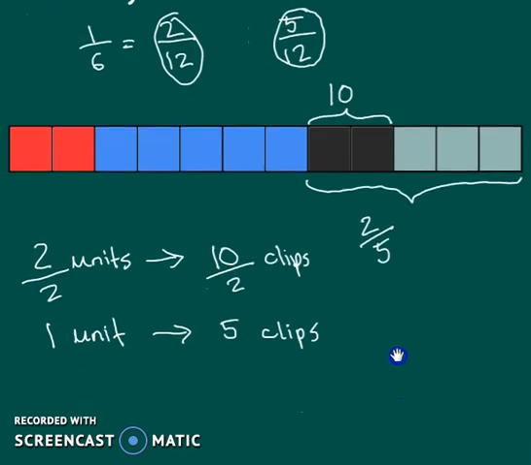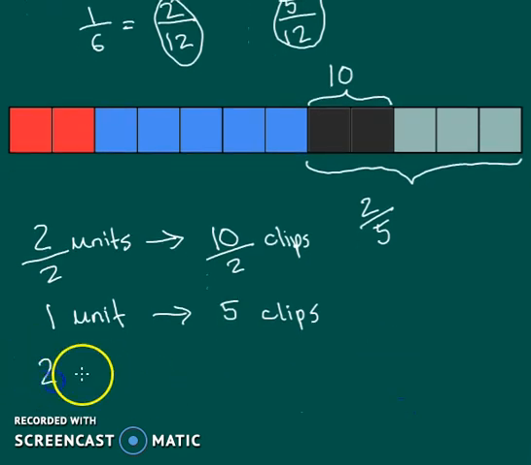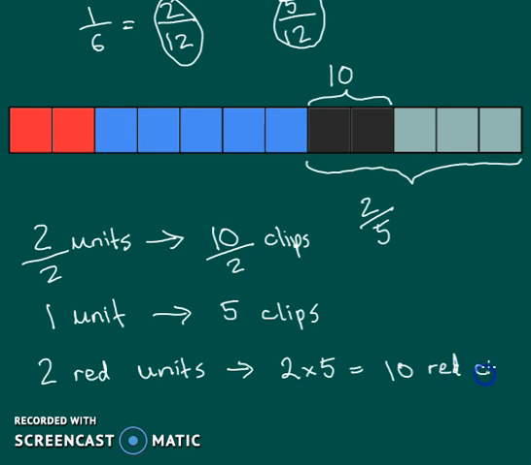And from there we can calculate how many red ones and how many blue ones we have. So there are 2 red units. So we'll say 2 times 5. There are 10 red paper clips. So same number as the black ones. And we had 5 of the blue units. So 5 times 5 makes 25 paper clips.